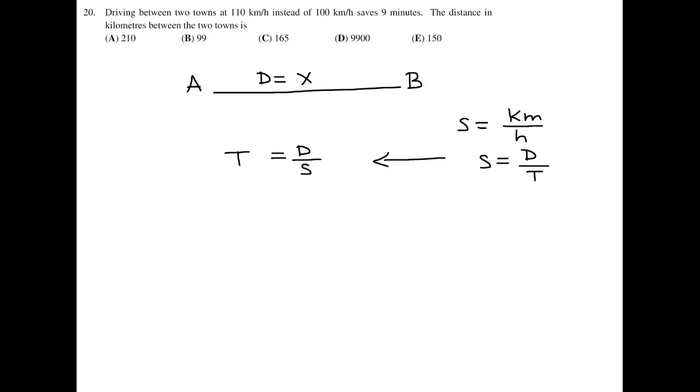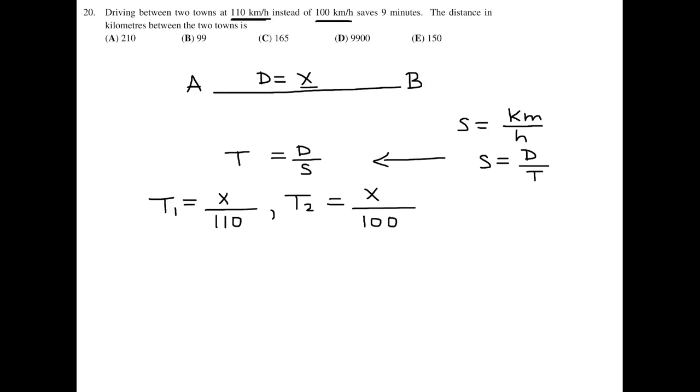And they've given us two scenarios. One is 110, one is 100 for speed. And therefore there will be 2 times. So we'll call them T1 and T2. So the first time is when you are traveling at 110 kilometers per hour. So the distance is x and the speed is 110. The second time is when you're traveling at the next speed. The distance is the same, x, and the speed this time is 100.